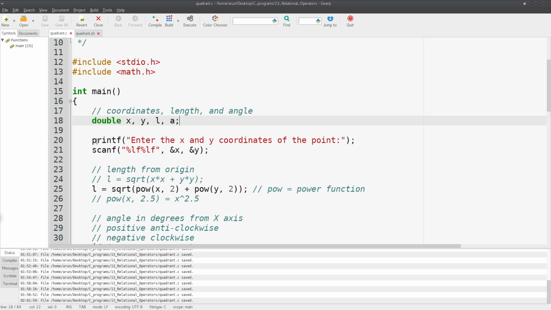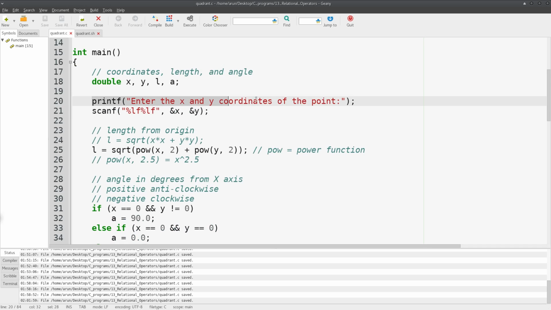Next, I'm going to ask the user to enter the coordinates x and y of the given point. I'm printing a message so that the user knows what to do, and I'm getting the value from the user using the scanf function.